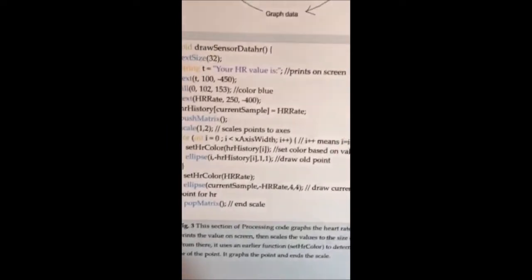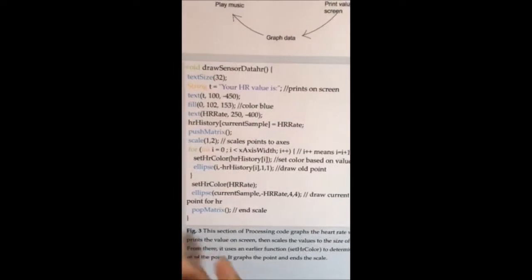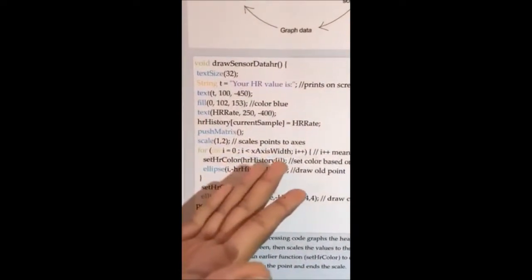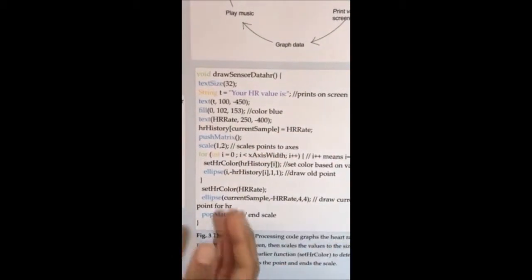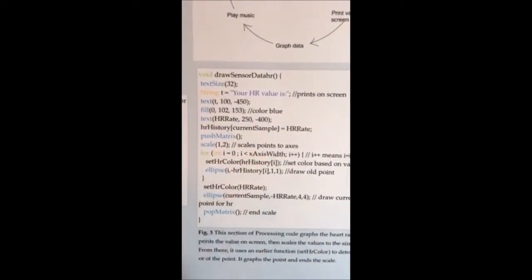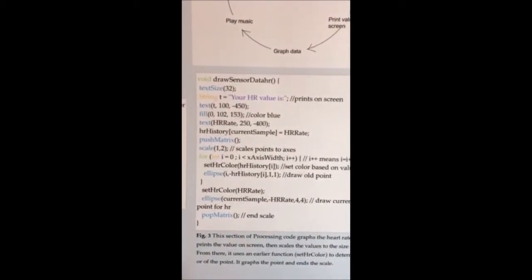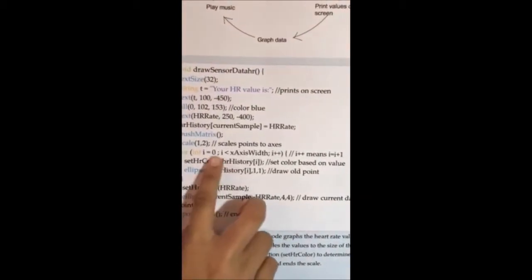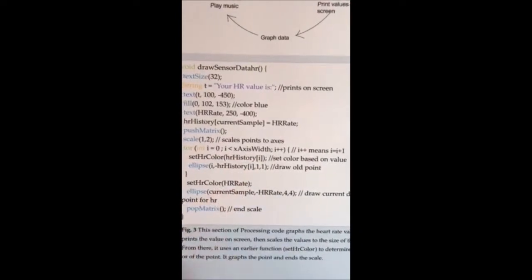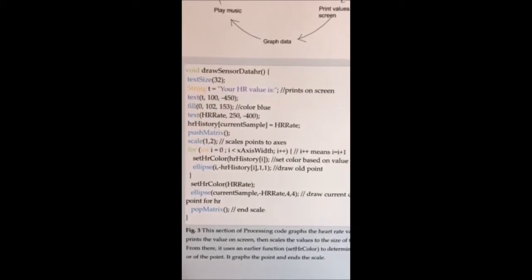Now back up here, I used an example of drawing the data from the heart rate. So first it prints your heart rate value on screen, let's say 85. This is basically printing your heart rate on the screen in blue. Then here it pushes a matrix, which means that it's starting a scale, which is 1 to 2, so that the values that I get would actually be scaled to my graph. And here it runs through the values as long as i is less than the x-axis width, which is 375. So that means I can get 375 values before starting my graph over again.